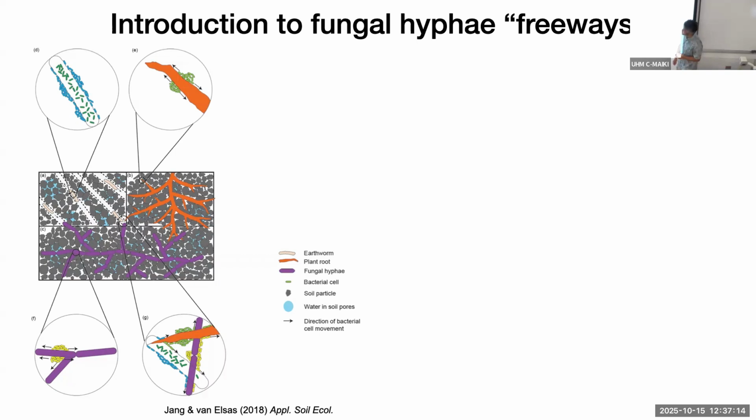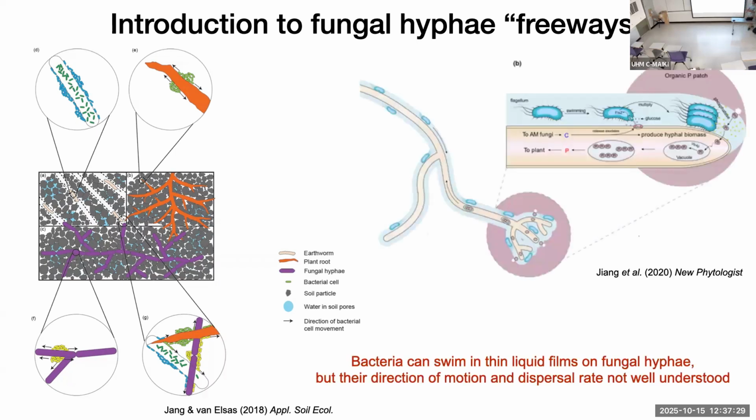Interestingly, I was very excited to learn that bacteria can move around these places, again very tight spaces. Here's another paper showing that the mycelium or the hypha can be coated with a film of water, and there have been observations of bacteria moving in these films. So again, very tight spaces, and bacteria are moving actively in them. It's not well understood where these bacteria are going, and how quickly they're spreading in these spaces. So that's what I'd like to present today.